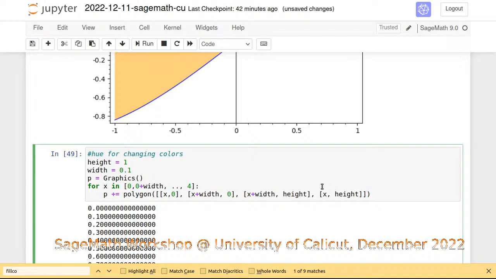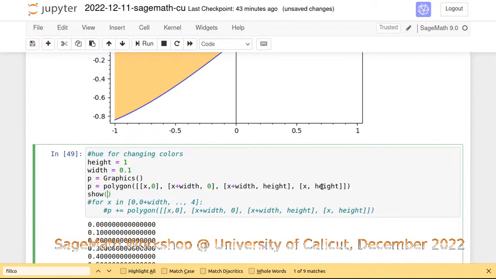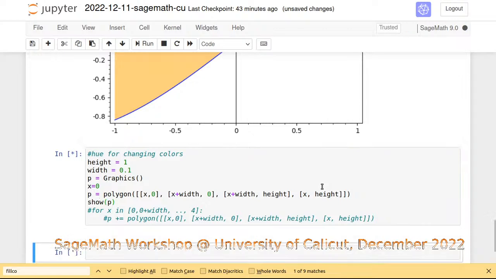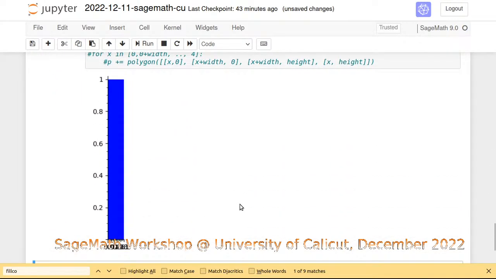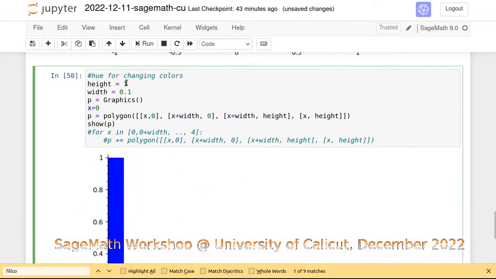So instead of trying it in a loop, let us just try to see it as a single one. But in that case, I need to specify this x. Let us see what this is. Okay, we are getting it right. Maybe we can reduce this height to 0.5. Okay, now in the loop.